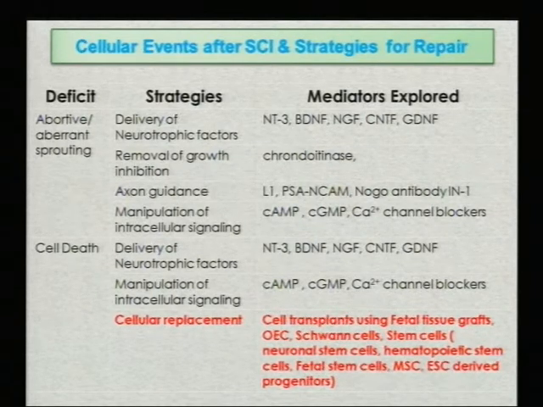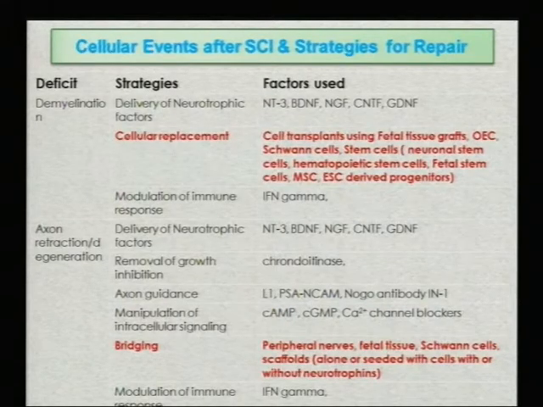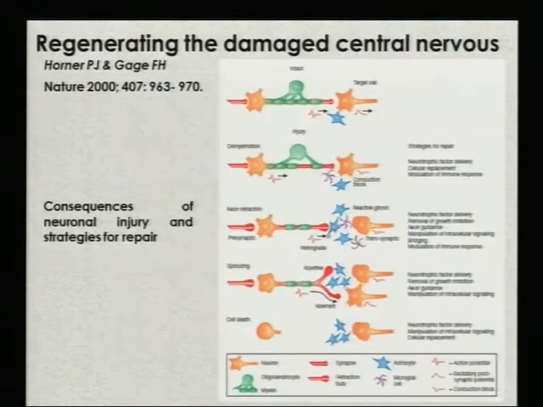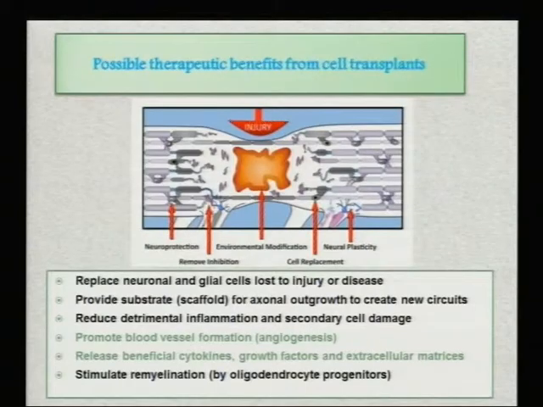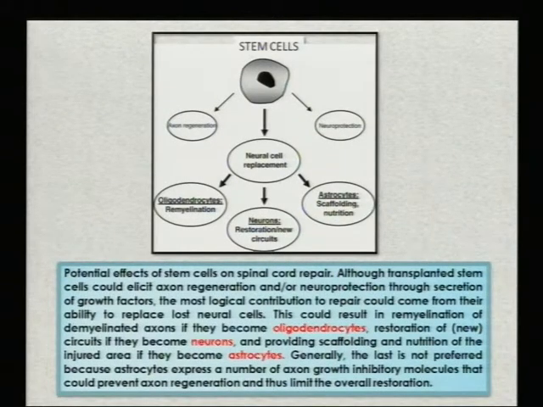So, looking at the molecular events, if it is cell death, then cellular replacement. If it is demyelination, again cellular replacement. If it is axon retraction or degeneration, again bridging. Various forms of strategies to promote regeneration or to promote release of beneficial cytokines like growth factors or promoting angiogenesis. These are the various strategies which have been used. And what would ultimately have an effect would depend on what kind of cell the stem cell gets changed into after transplantation, whether it is oligodendrocyte, neurons, or astrocytes. But this is the question which still needs to be answered, and this is the challenge that we are still facing.